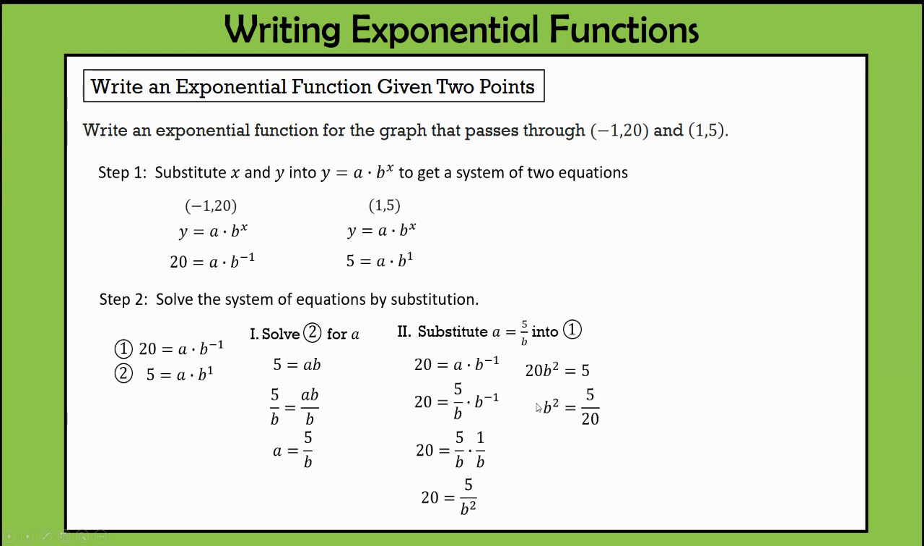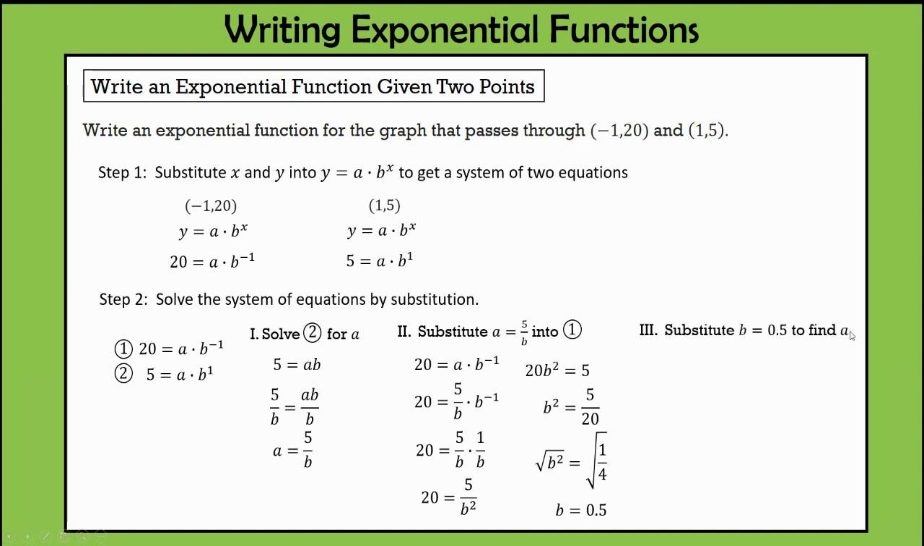We want to get this b to become just a b, not a b squared. So to undo the square, we take the square root of it. Okay, square root cancels the square. 5/20ths, I made 1/4. That's just reducing the fraction. The square root of 1/4 is a half. So now I know b is 0.5, which is a half.